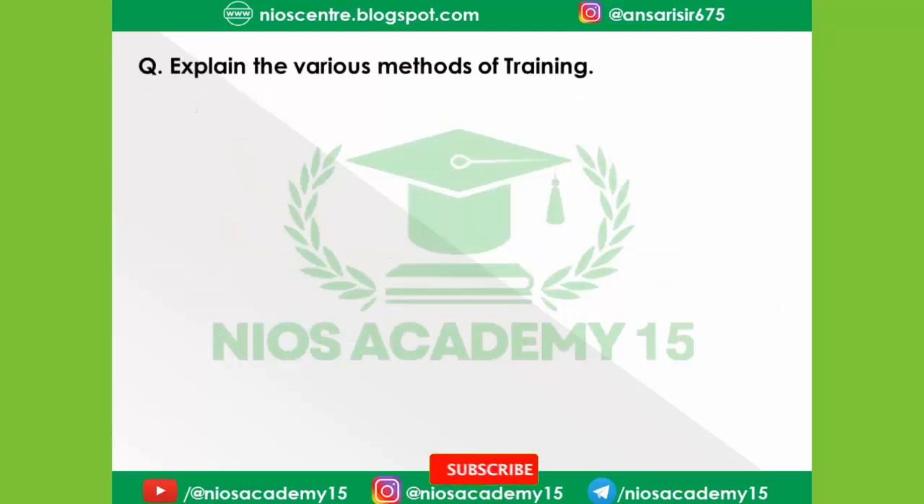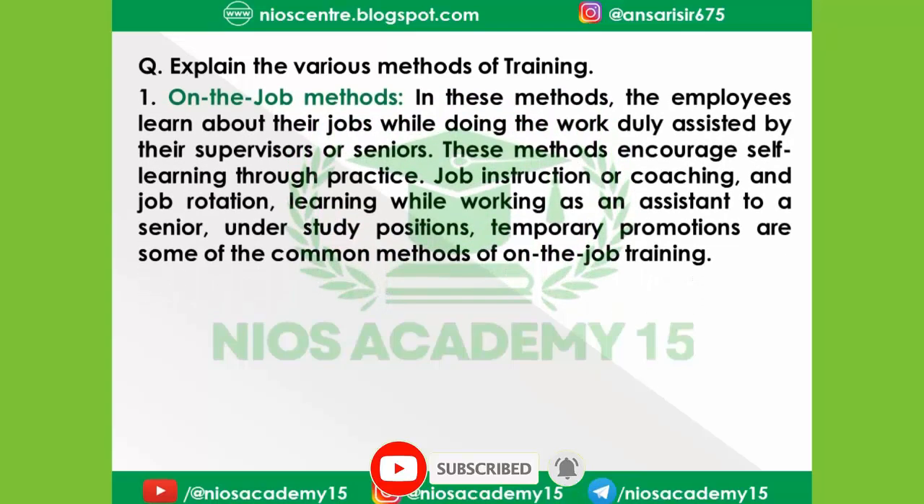Important question is, explain the various methods of training. And the answer is, on-the-job method. In these methods, the employees learn from their jobs while doing the work, assisted by their supervisors or seniors. These methods encourage self-learning through practice, job instruction or coaching, job rotation, learning while working as an assistant to a senior, and understudy position. Temporary promotions are some of the common methods of on-the-job training.